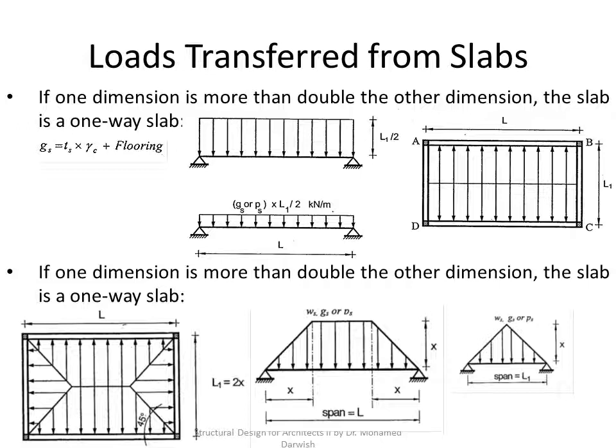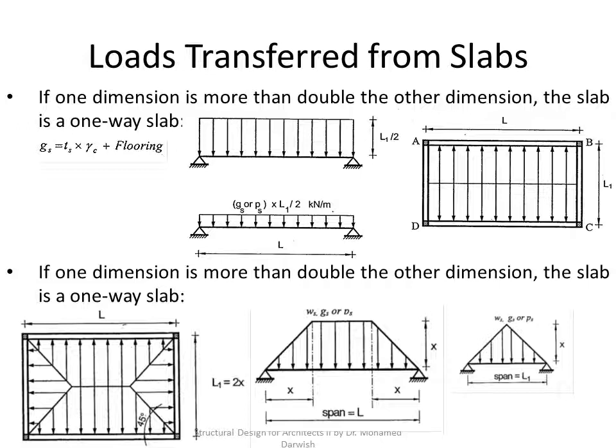So simply you have the dimension L1 over 2 multiplied by the pressure, whether this pressure is coming from the dead load or from the live load. Once you get this, you multiply it and you get your load acting on the beam. And of course, if we're talking about the dead load, this is the thickness multiplied by gamma concrete plus the flooring weight.